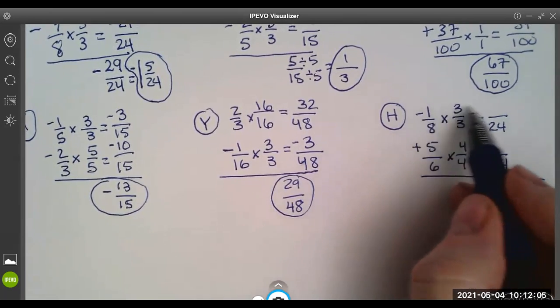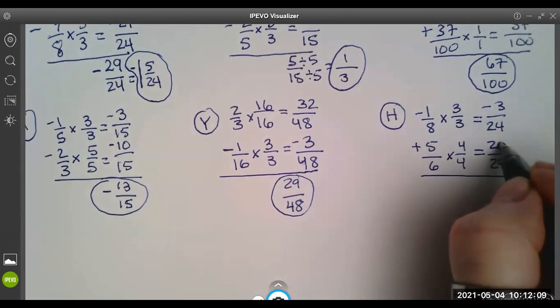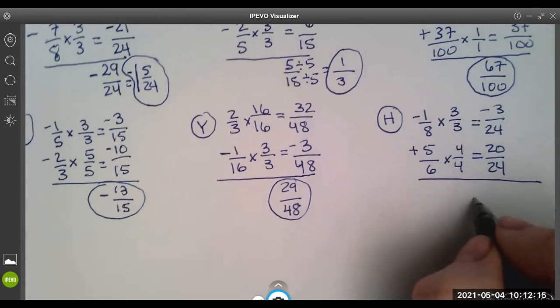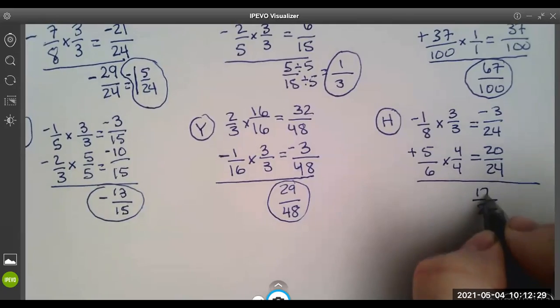Okay, so my new top, -3. My new top, +20. Not the same sign, so we subtract, keep the sign on the bigger one. What's our final answer going to say? Subtract and keep the sign on the bigger one. What's our final answer going to say? 17/24. Yep.